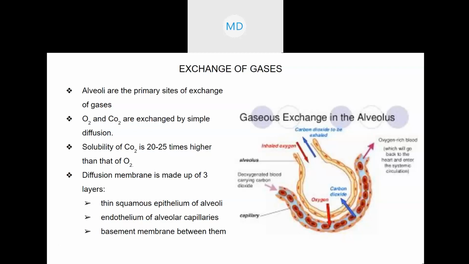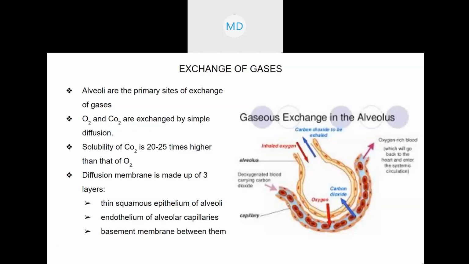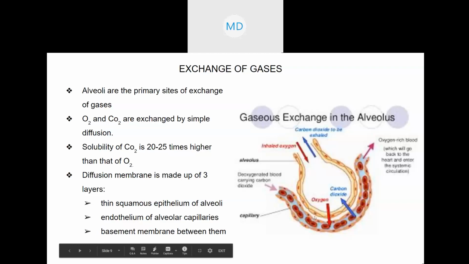How do they carry oxygen? Because of hemoglobin. Hemoglobin is found in the red blood cells, and hemoglobin is what transports oxygen all around the body. So this is the diffusion membrane. What is the diffusion membrane formed of? It has three layers: one layer here, one layer here, and one is this one.